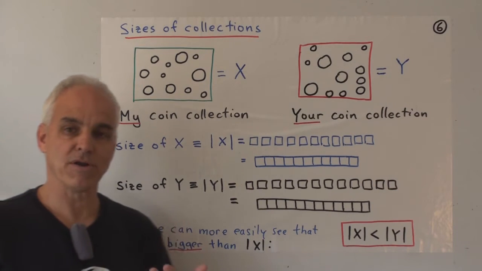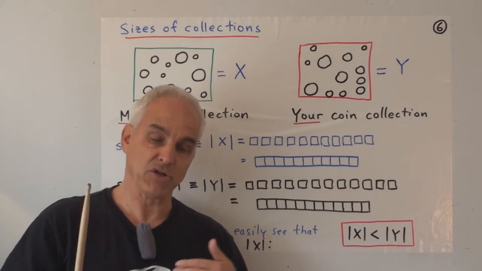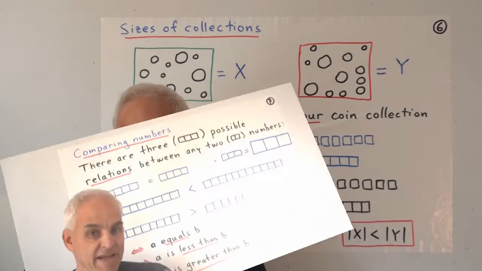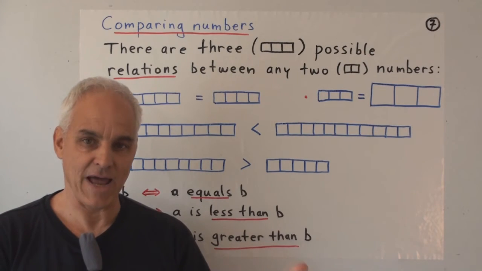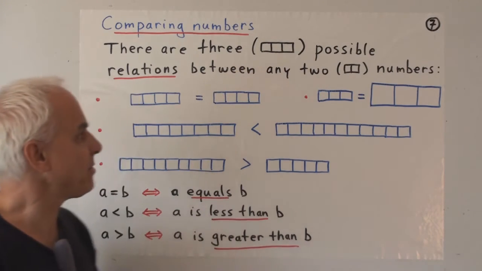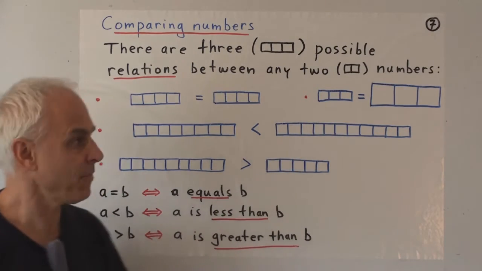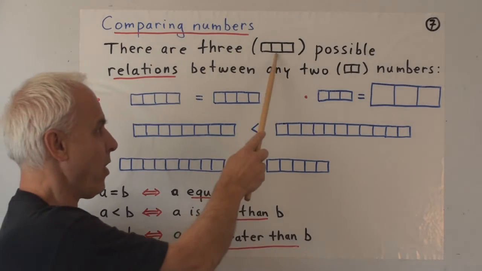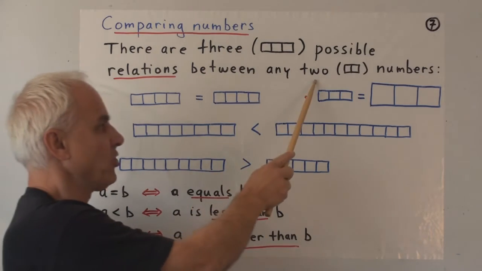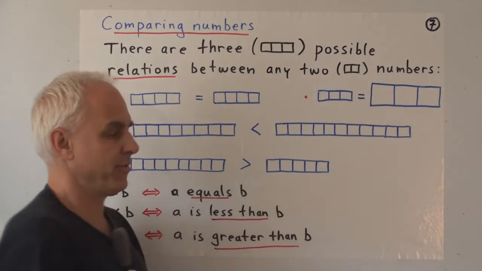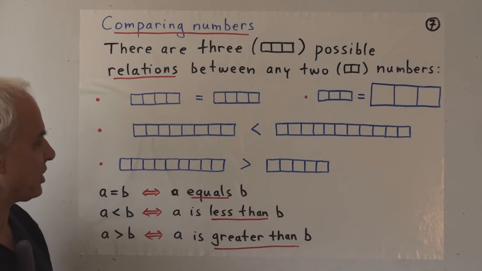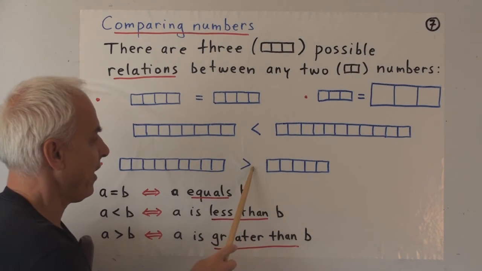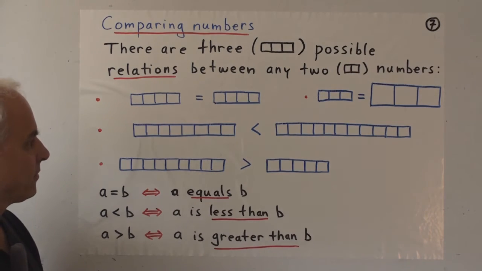So numbers are important not just for counting, but also to measure the relative sizes of different collections. That less than sign that we introduced on the last slide is one of three possible relations between two numbers. So there are three, or from a kindergarten point of view, 1, 1, 1, possible relations between any two numbers. What are those relations? That's one of them. That's equality. This is less than. This is greater than.